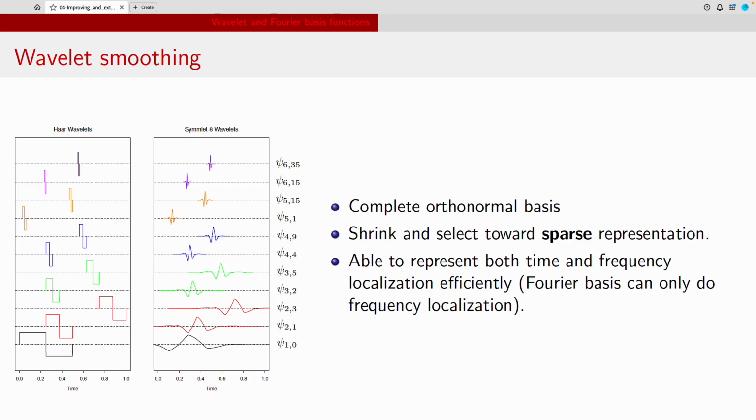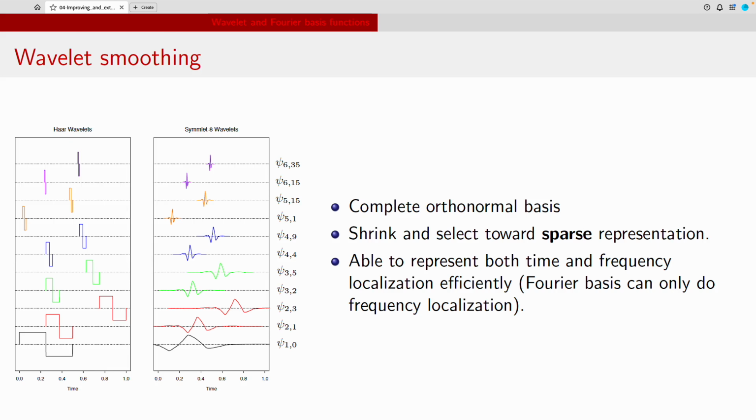Other than Gaussian functions, you can also use what I call wavelets. Wavelets are another set of basis functions that a lot of people use. Like the Gaussian basis functions, they are also a complete orthonormal basis. Very often you use a very large set of wavelets, and then you use shrinkage methods or regularization to down-select to a sparse representation, in other words, one with relatively few wavelets.